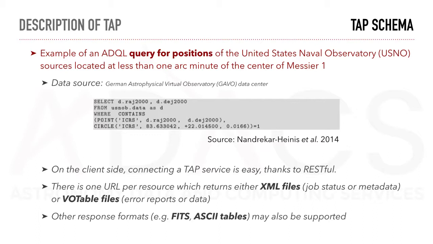On the client side, connecting a TAP service is easy, thanks to RESTful. There is one address per resource, which returns either XML files containing job status or metadata, or VO table files, including error reports or data. Other response formats may also be supported.